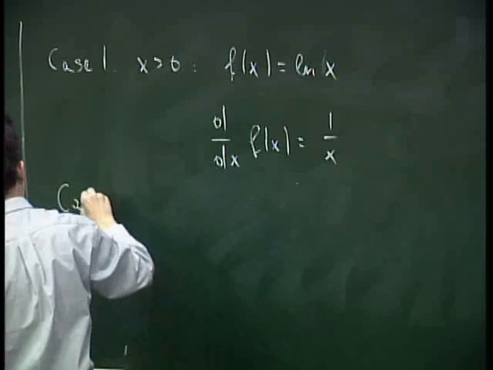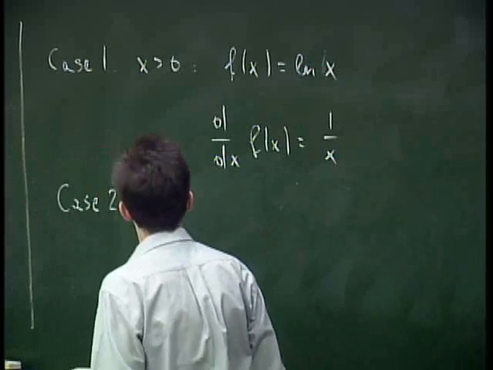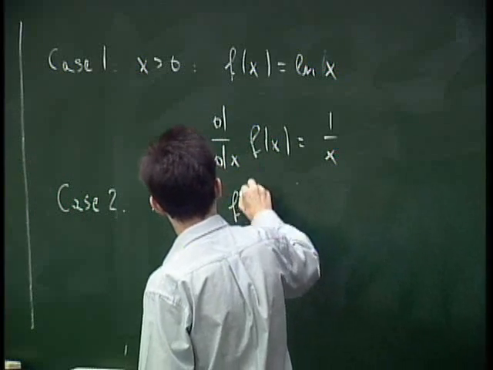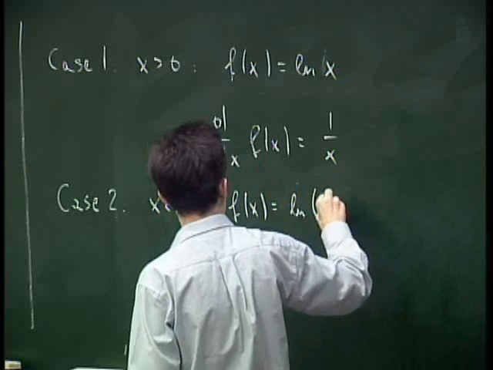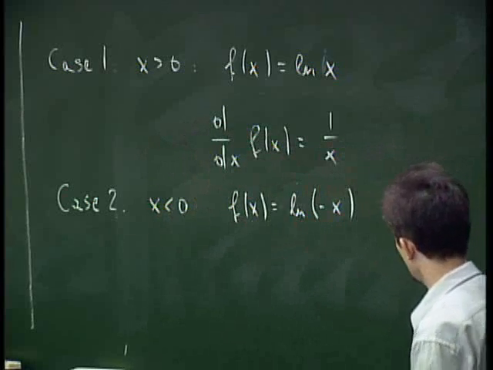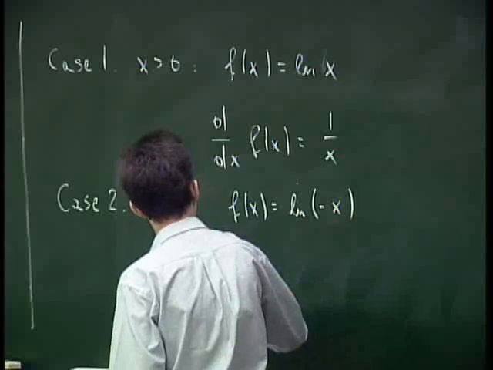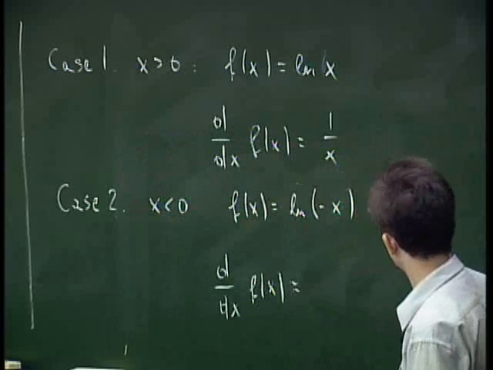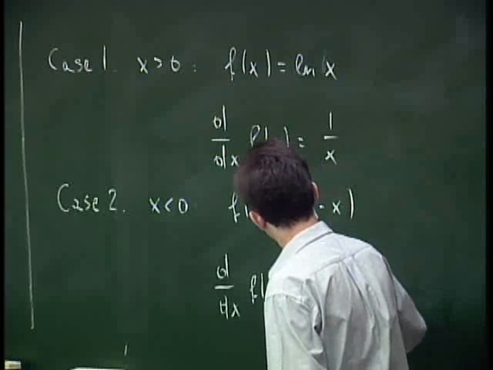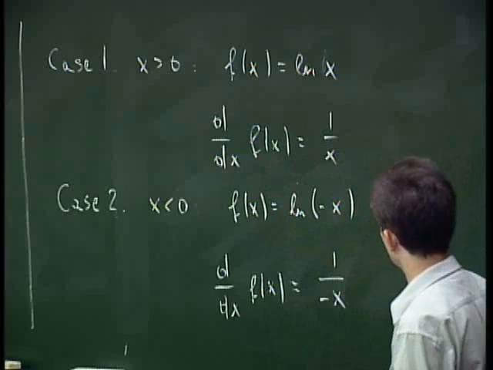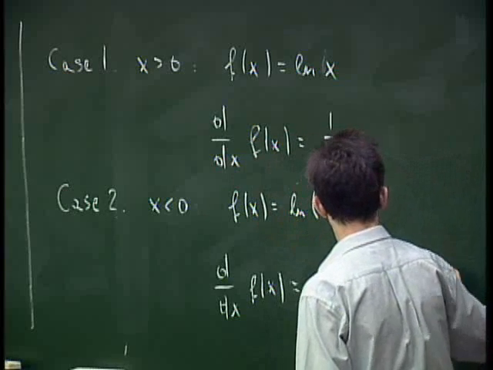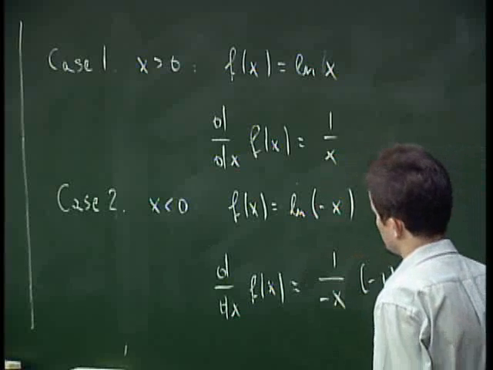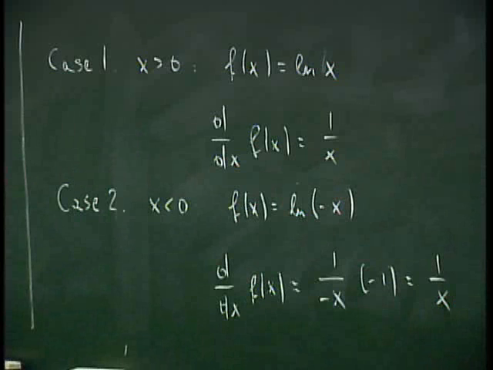Now the second case would be the case where x is smaller than 0. In this case, the function f of x looks a little bit different. It's ln of minus x. Now if you compute the derivative, actually you have to use the chain rule. So the derivative of the outer function is 1 over the rest, which is minus x, times the derivative of the inner function, which is minus 1. So what you get is 1 over x. So actually you get the same as in the first case. So you see that, and this is an important result, so we memorize this.